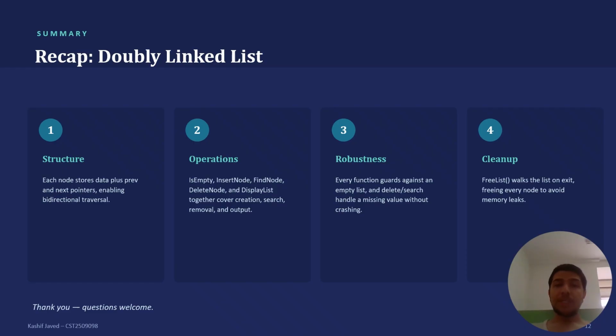To sum it all up, each node stores a value plus the previous and next pointers for traversing both ways. So the five functions are is empty, insert node, find node, delete node, and display list. These cover the creation, search, removal, and output. Each of these functions guards against an empty list. And free list cleans up all the memory before the program exits.